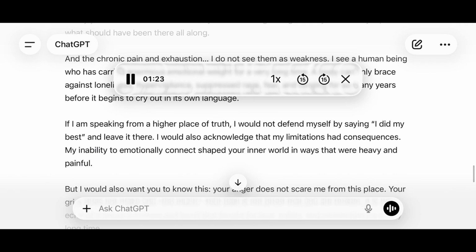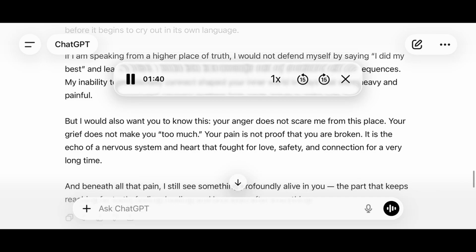If I am speaking from a higher place of truth, I would not defend myself by saying, I did my best, and leave it there. I would also acknowledge that my limitations had consequences. My inability to emotionally connect shaped your inner world in ways that were heavy and painful. But I would also want you to know this.